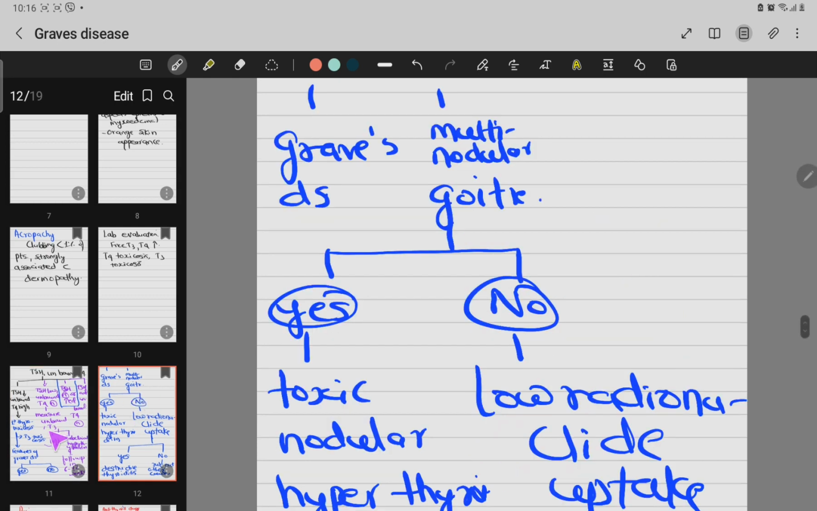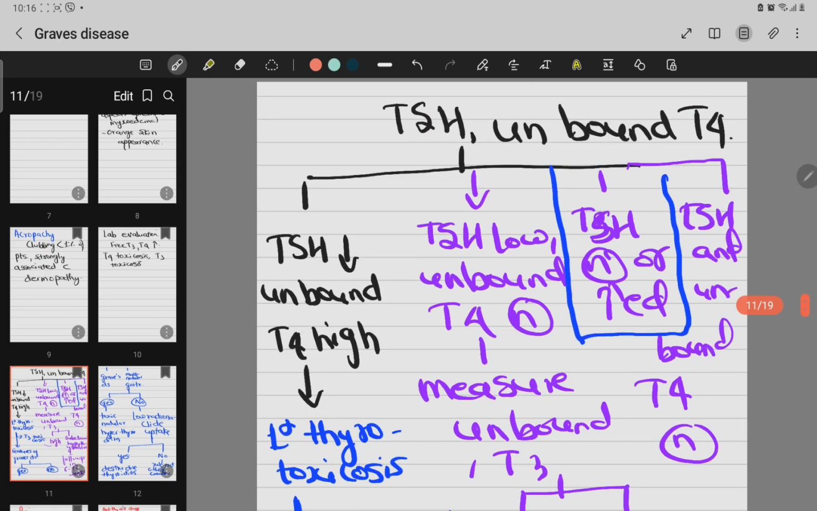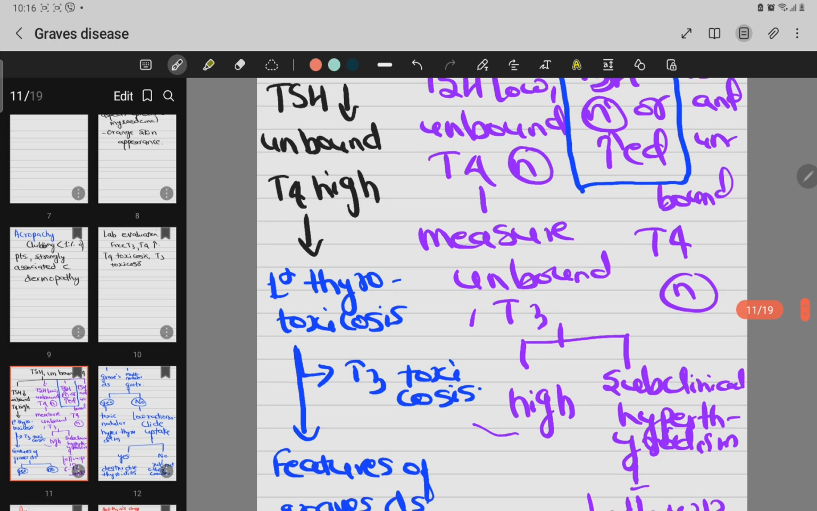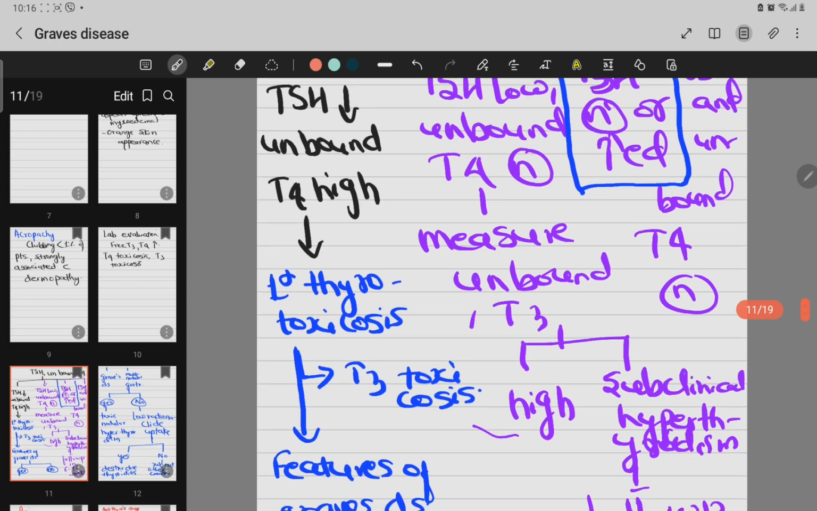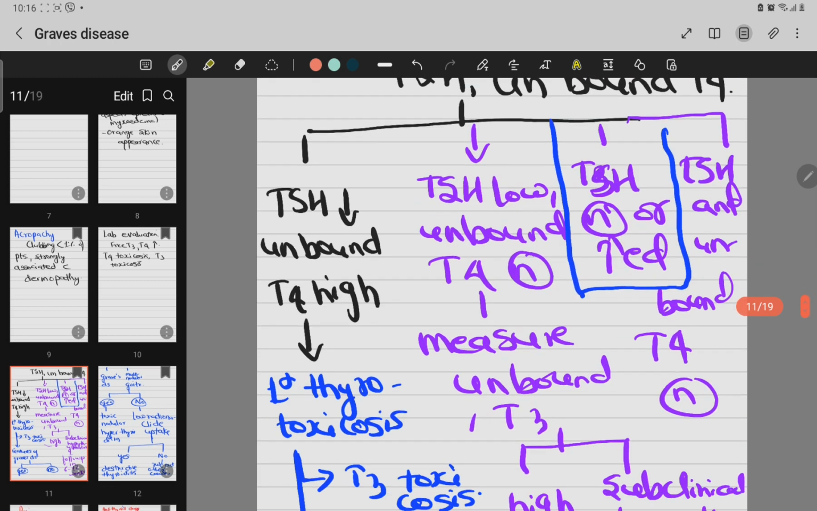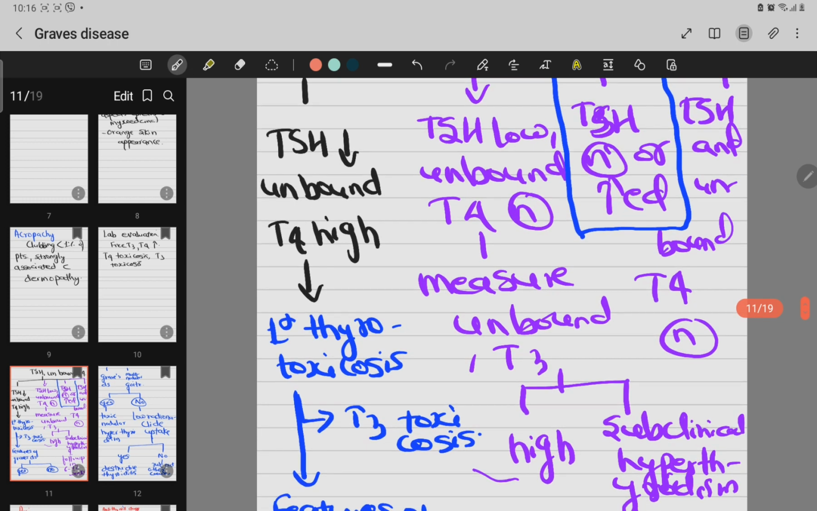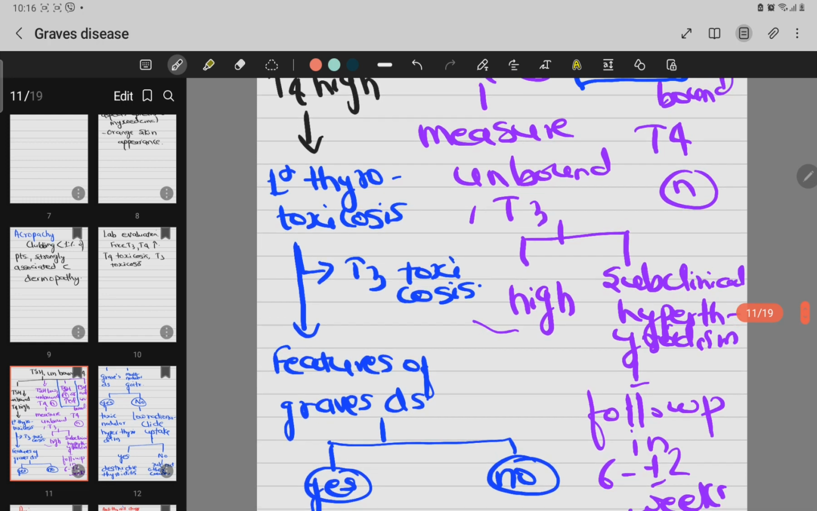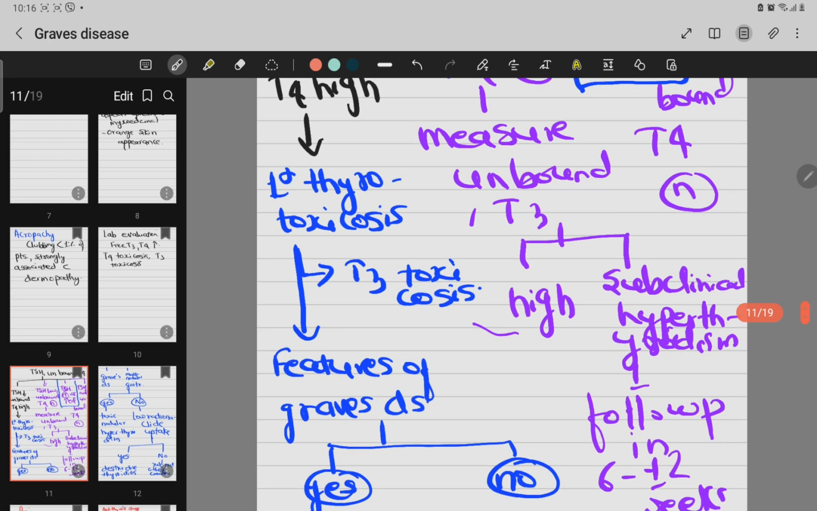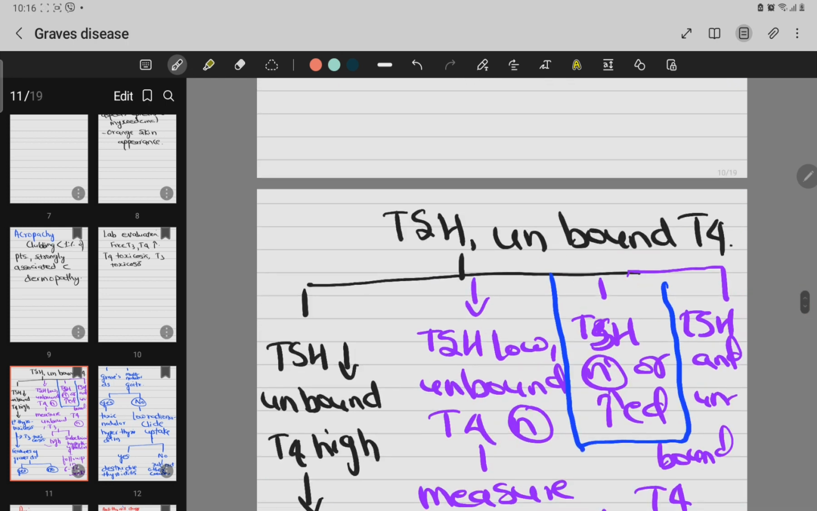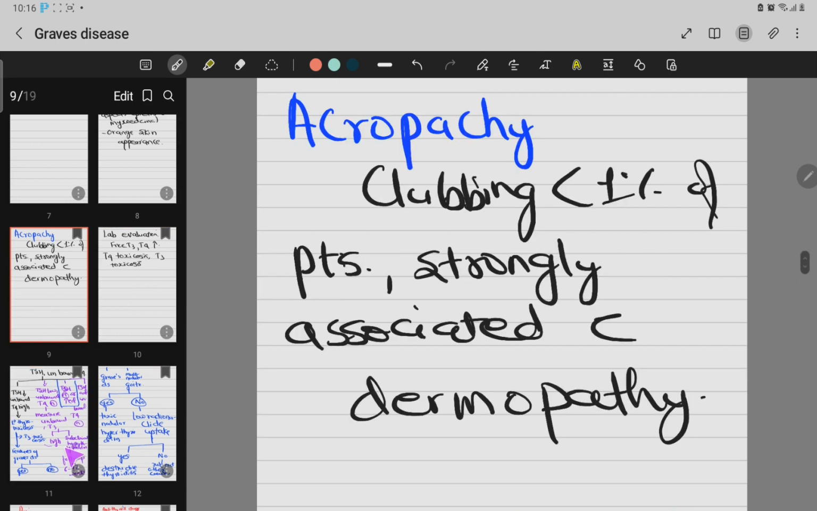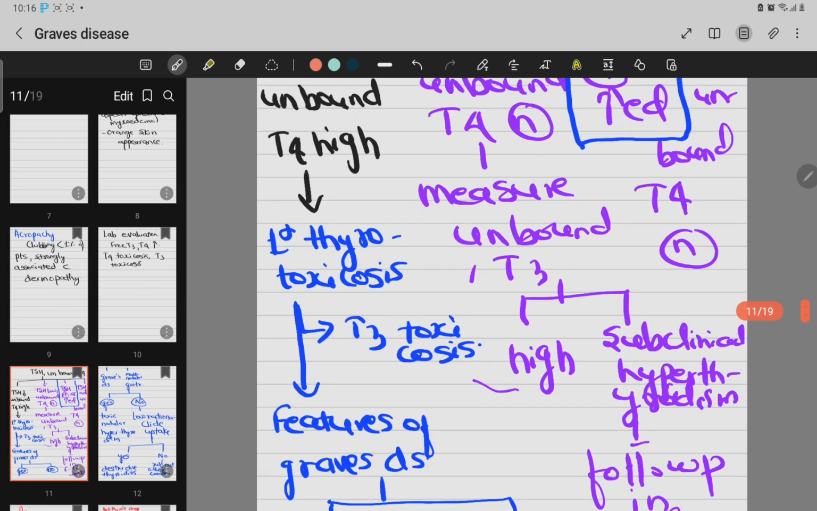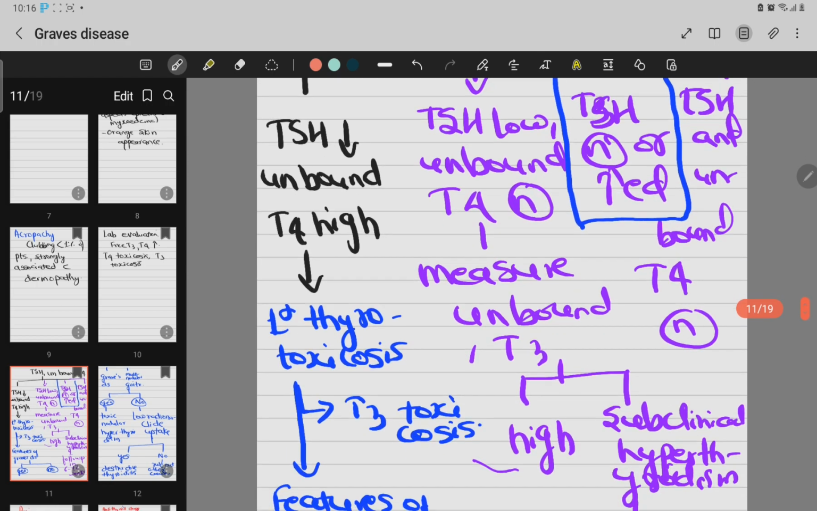You can see this is the approach. If the TSH is low and unbound T4 high, that is primary thyrotoxicosis. But if the TSH is low and unbound T4 normal, measure unbound T3. If high, okay, leave it. If subclinical hypothyroidism, follow up in 6 to 12 weeks. TSH receptor normal or increased is a different part, and if the TSH and unbound T4 are normal, that is a different part.